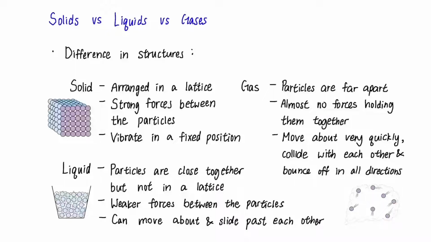A gas will again have completely different properties. Its particles are very far apart compared to a solid and a liquid, and this is due to having almost no forces of attraction holding them together. They're free to move about very quickly and are likely to collide with each other or with the wall of the container and bounce off in all directions, causing them to spread out.